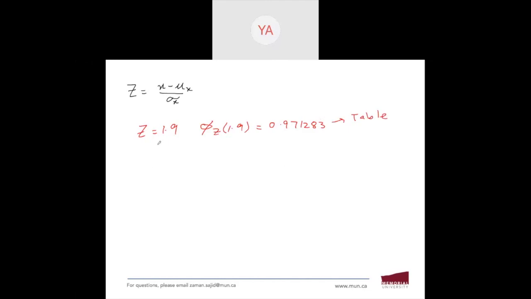Now, what does the z-score tell you basically? It tells you how many standard deviations. Okay, let me write down here. Z-score tells you how many standard deviations you are away from the mean.